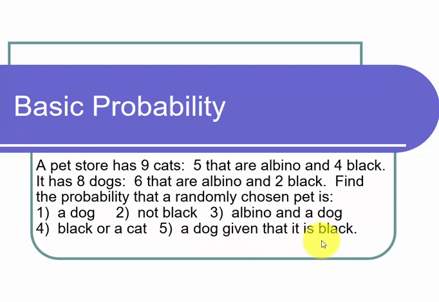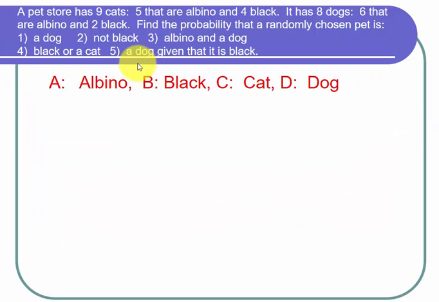So usually when we start probability questions, we need to get symbols for all of the events that we're interested in. So in particular, the colors of the pets could be albino and black. I'm going to call albino event A, black event B. And the type of pet is either a cat or a dog. So I'm going to call cat C and dog D. So now we can move on to answering the questions.